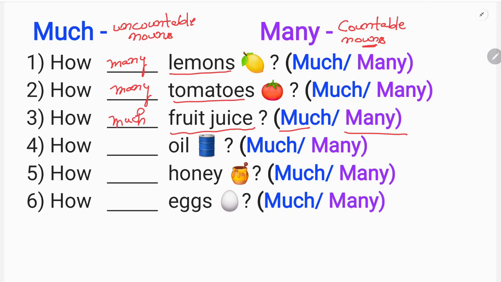Our fourth question is, how blank oil? Again, oil is an uncountable noun. So our answer will be how much oil. How much oil?